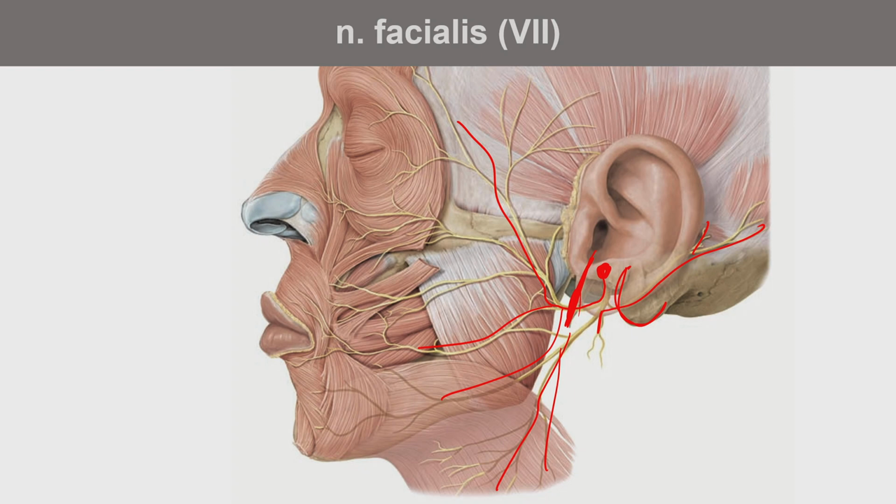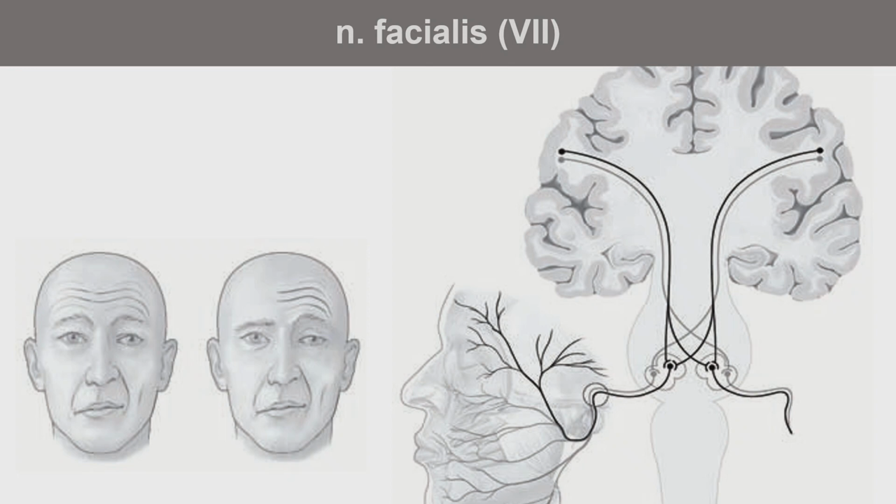the stylohyoid and then also the digastric posterior part. What's interesting and important for the clinical praxis is the innervation and the lack of innervation of the face. It is interesting, and accidentally very helpful in neurology, that we have two parts of the innervation territory.